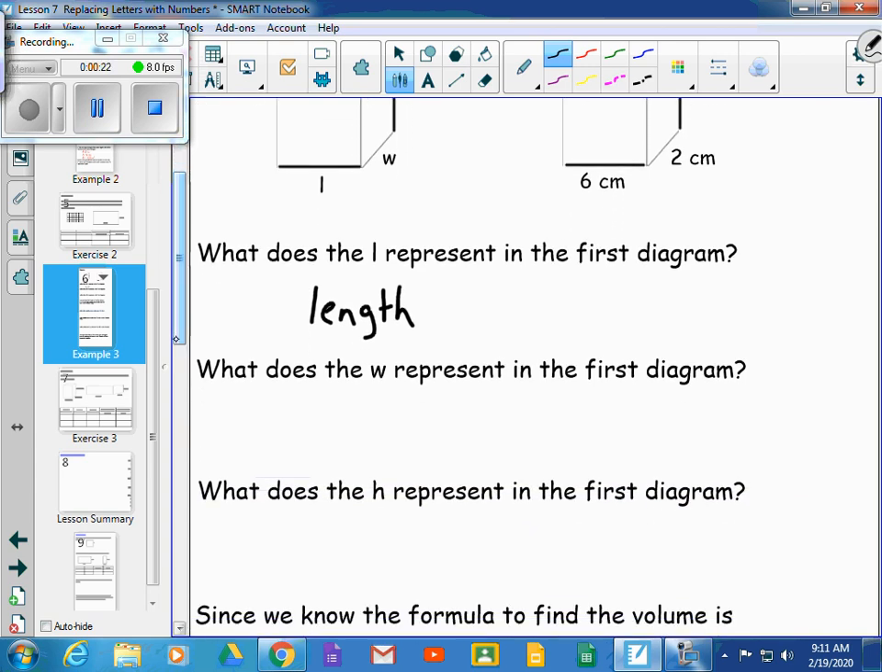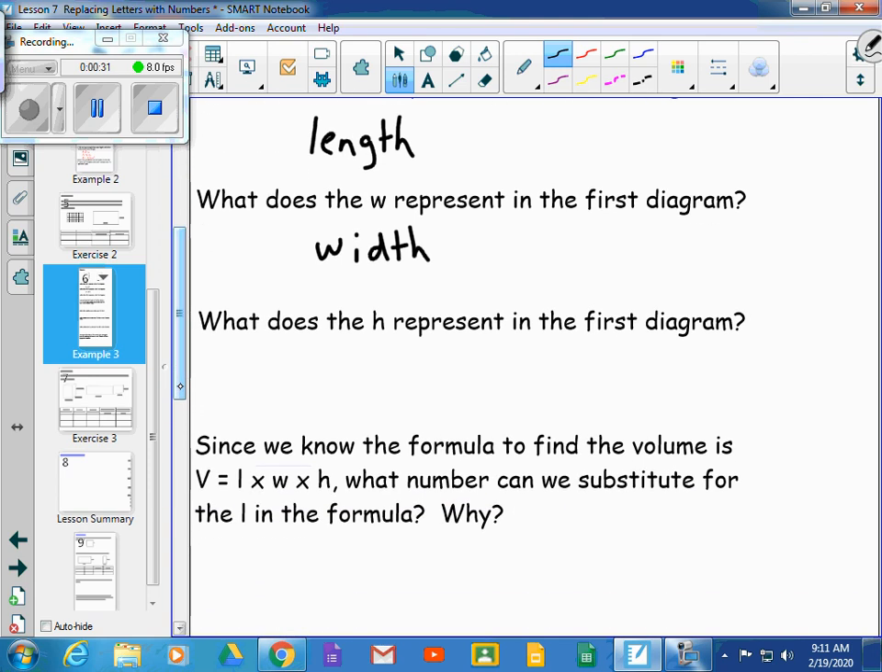Then the W, what does the W represent in the first diagram? It represents the width of the rectangular prism. And then what does the H represent? That represents the height of the rectangular prism.